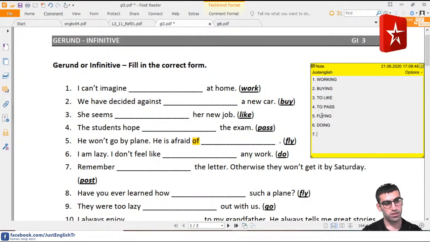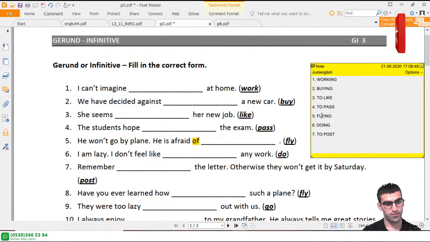Yes. Okay, and number 7, they say posting. No, it's not posting, it is to post. Remember to post the letter, otherwise they won't get it by Saturday. Some of them are hard for me. It's okay, no problem, we are here to learn.